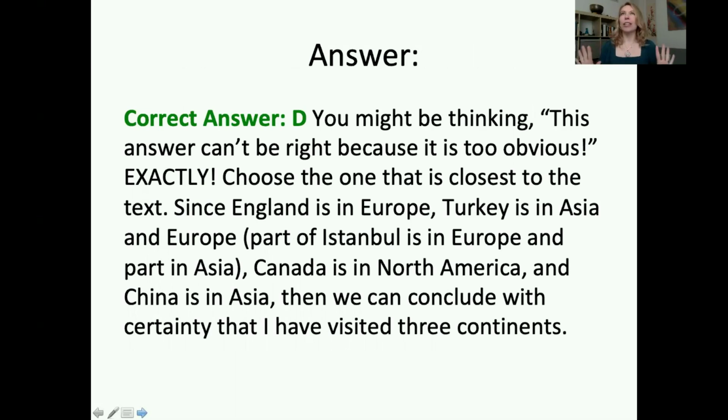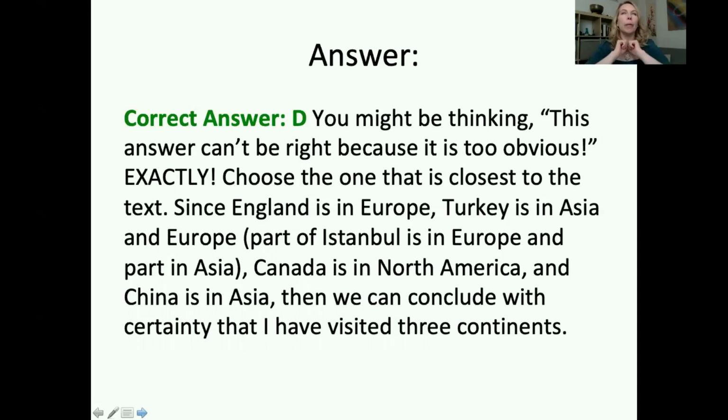Okay, and I know what you're thinking. You're like, oh my gosh, you might be thinking this answer can't be right because it's too obvious. Exactly. Choose the one that's as close as you can get to the actual text. Since England is in Europe, Turkey is in Asia and Europe, Canada is in North America, and China is in Asia, then we can conclude with certainty that I have visited 3 continents.